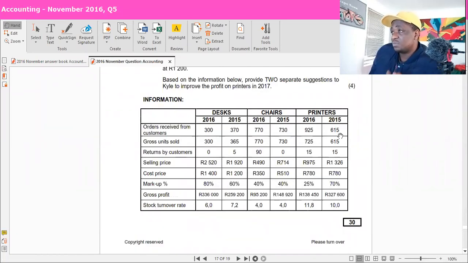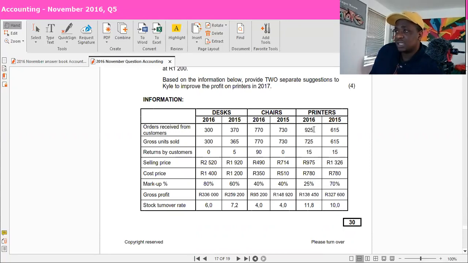In the previous financial year, she was selling these printers for 1,226. And then she responded to competition and reduced the price to 975, meaning that she's cutting her markup from 70% to 25%, which is quite a lot. And you can see the orders that have been received have increased quite significantly, by over 300.